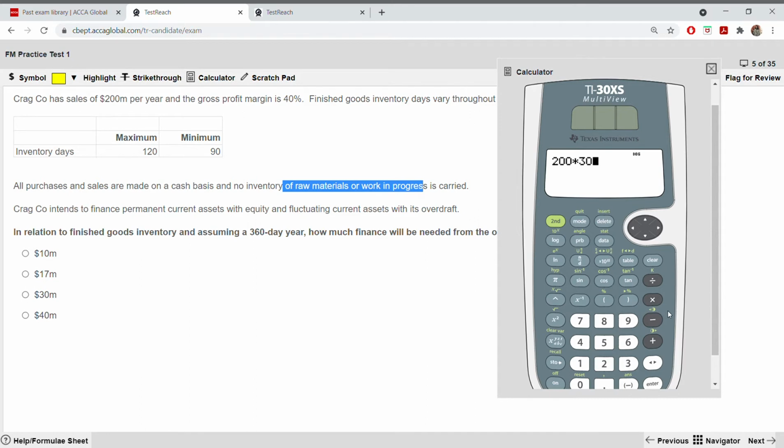It's better to put a bracket. Don't clear, you can delete, it will just delete that digit. If you clear, everything will be cleared off. So 200 multiply by bracket, 30 divide by 360 day. They have told you. If you use 365, you will be wrong, because clearly they told 360 day.